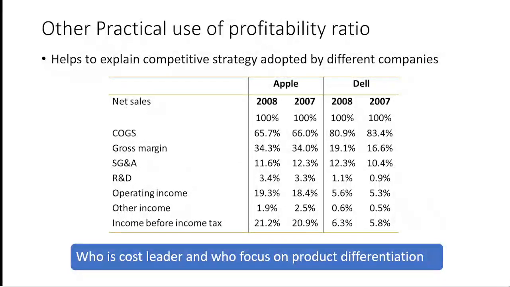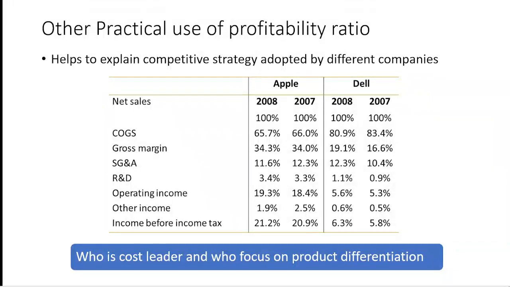So Apple is following product differentiation, because when you follow product differentiation, you don't have to sell cheaper, you have to sell higher, right? Because you are charging for premium. But Dell is mostly targeting to become a cost leader, a low value products, high volume strategy. That's why their profit margin is lower, right?